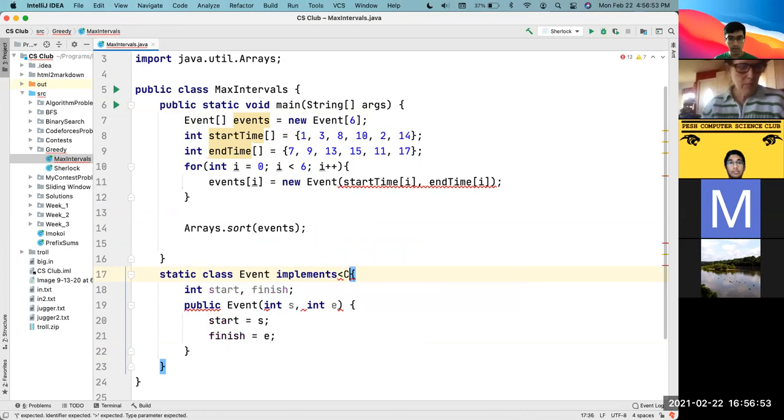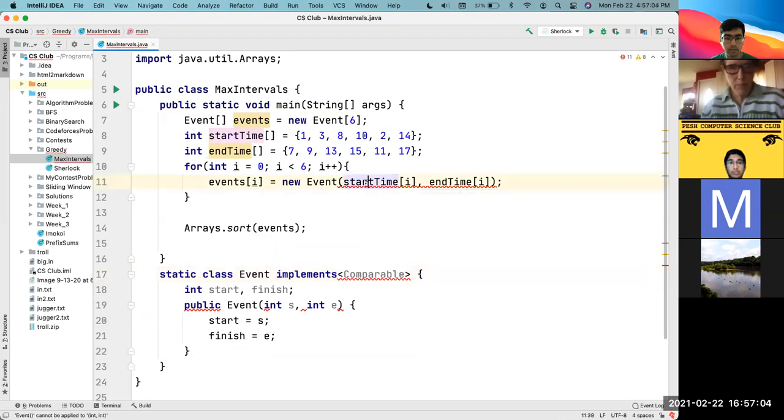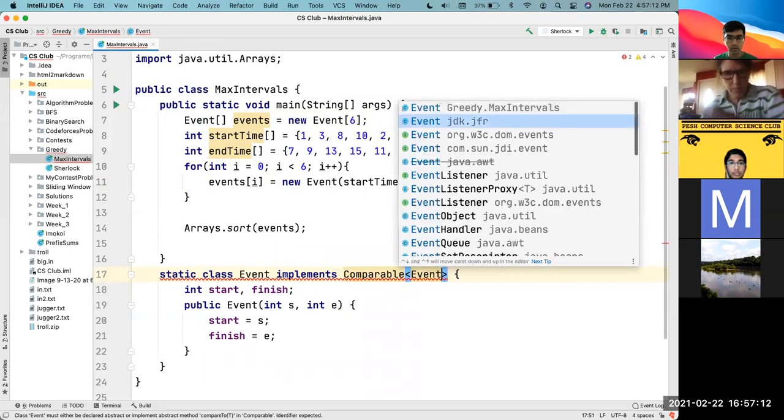So remember, this is something that Kanishk and Madhu covered a couple of months back. The video is on YouTube and the code is on Google Classroom. What's wrong here? Yeah, so wait, what am I saying? It implements Comparable<Event>, yeah.